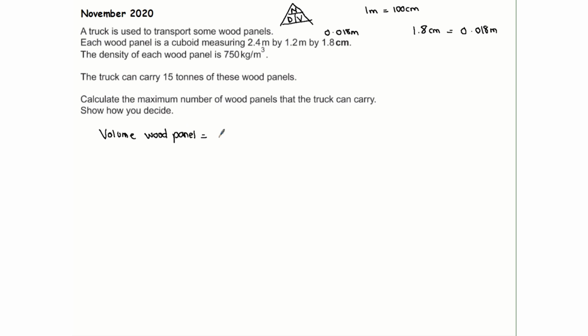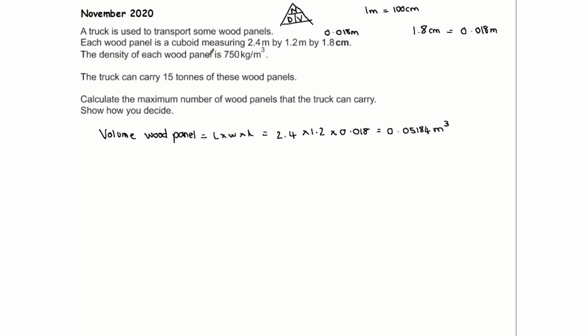It's a cuboid, which you remember is length times width times height. So I'm going to do 2.4 times 1.2 times 0.018, and calculate the volume. And that comes out at 0.05184 metres cubed.